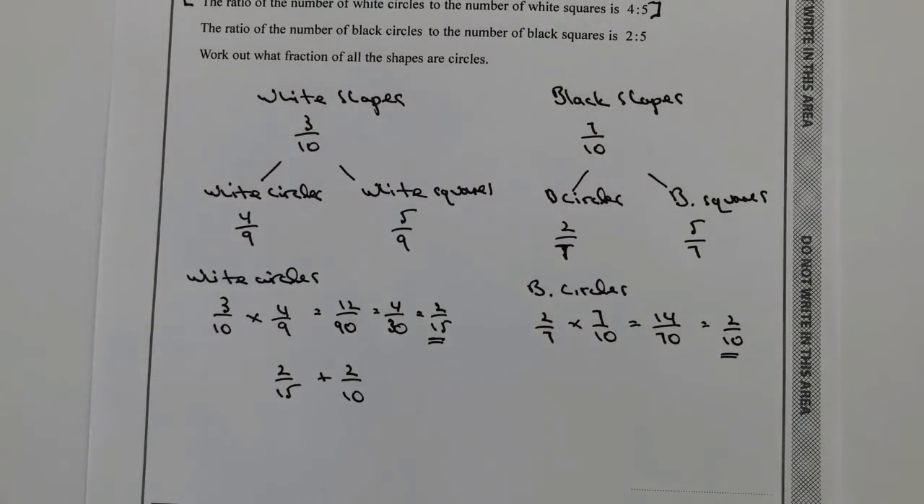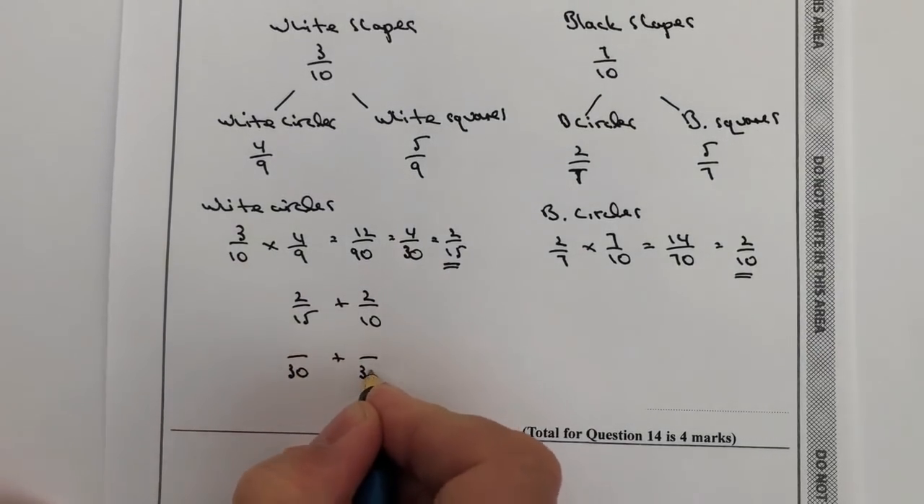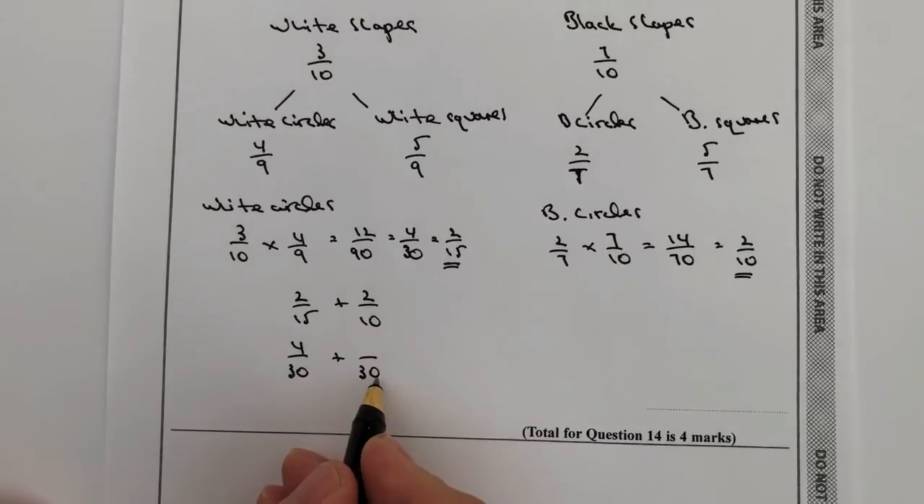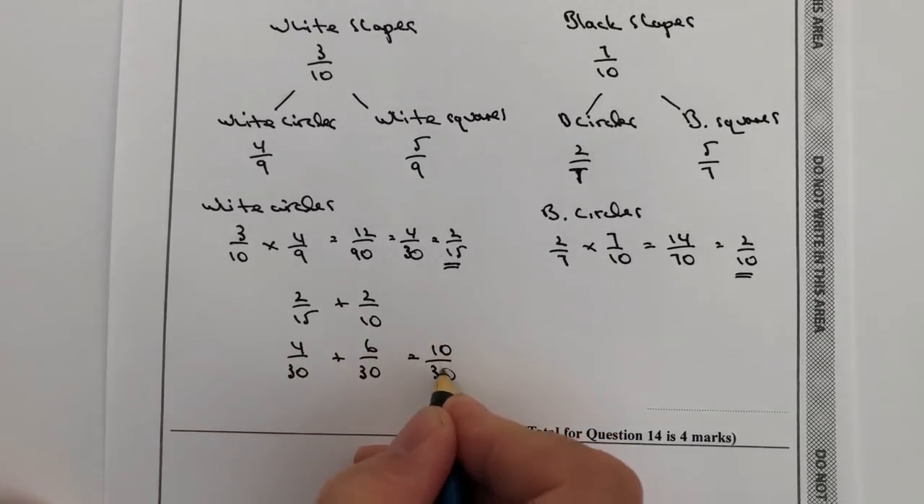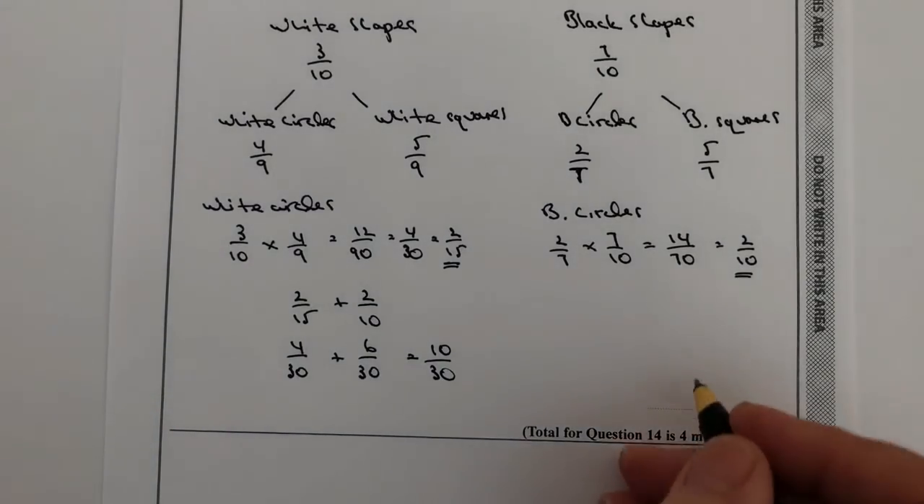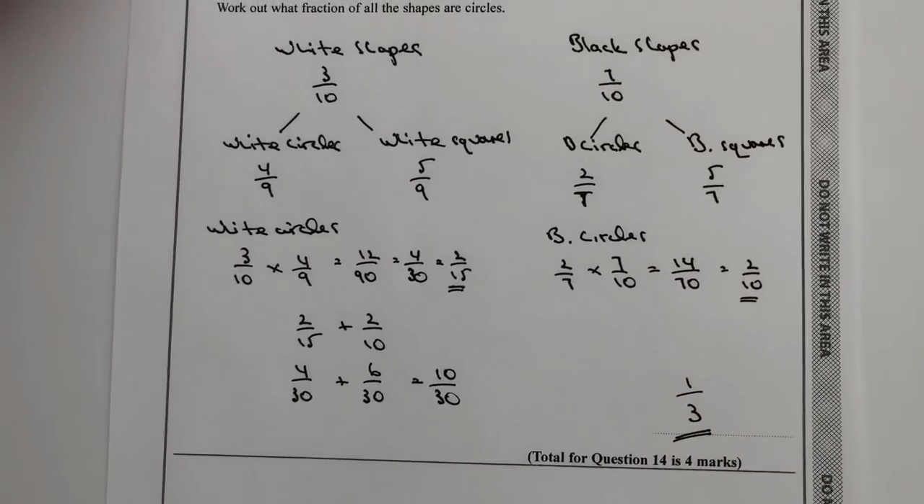Okay, well, when you add fractions together, you need to make sure the denominator is the same. So I'm going to change both of those denominators to 30. Okay, so I can say 15 times 2 is 30, so 2 times 2 is 4, and 10 times 3 is 30, 3 times 2 is 6. So I end up with 10/30, which will reduce down to 1/3. So the answer to the question is that 1/3 of all of the shapes are circles.